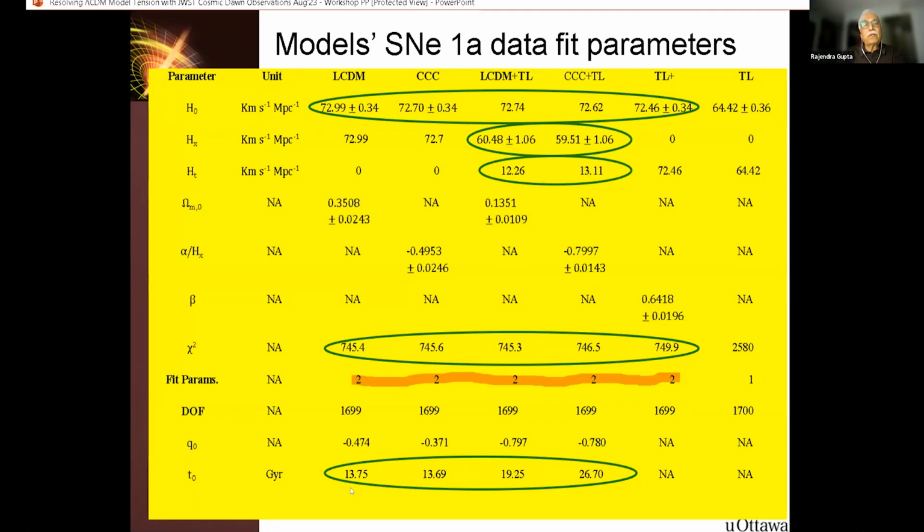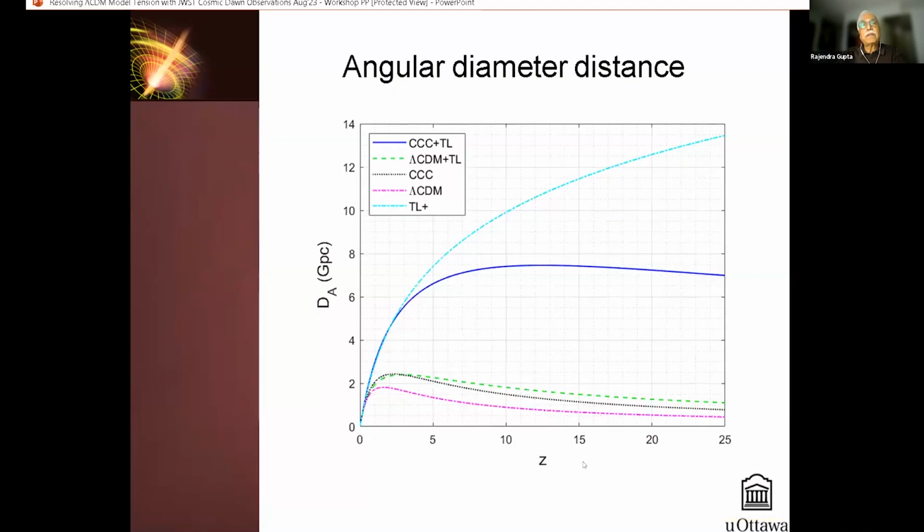Now, the age of the universe for lambda CDM and the covariant coupling constant model is almost the same. But when you add the Starlight, then they both increase. Lambda CDM plus TL goes to 19 billion, and the other one goes to 27 billion. So the significant changes are really in the age of the universe.